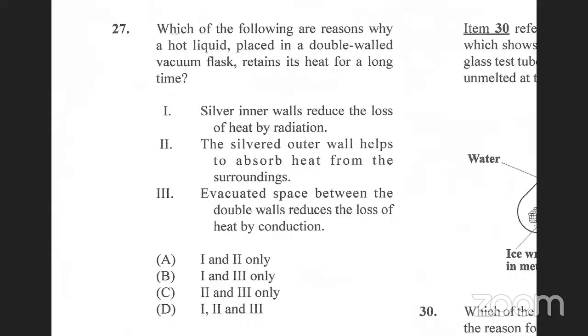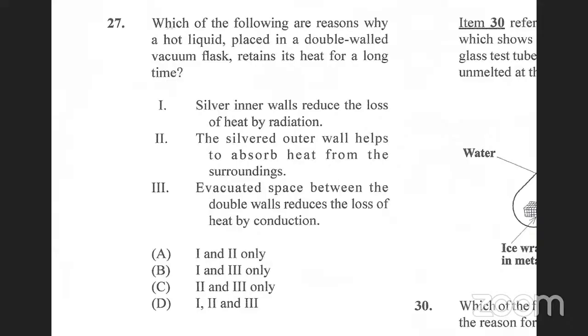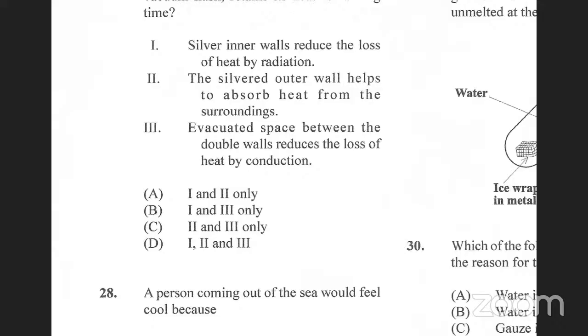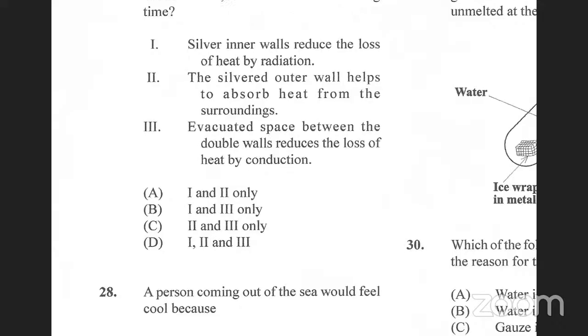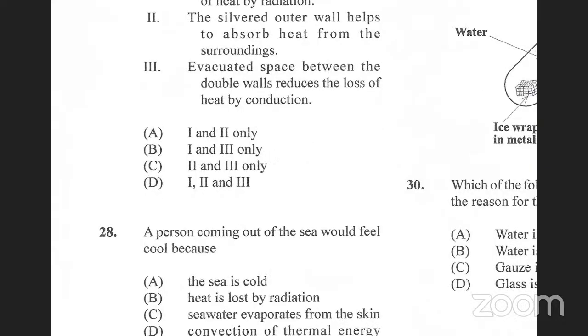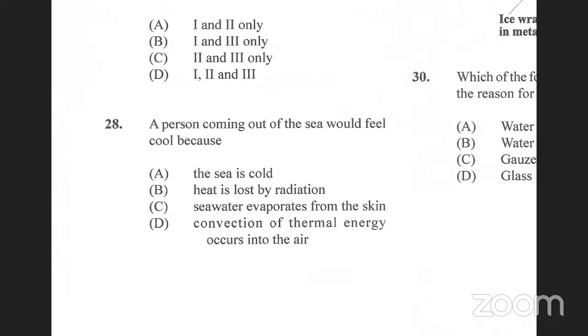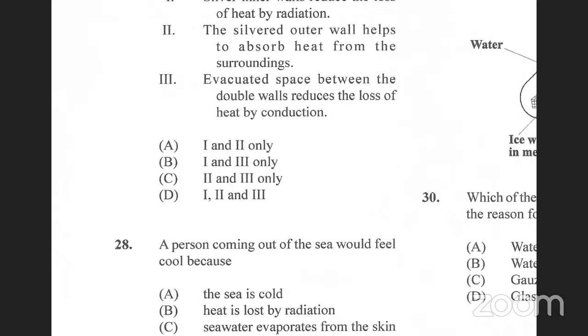Which of the following are reasons why a hot liquid placed in a double-walled vacuum flask retains its heat for long? The silvered inner walls reduce heat loss, correct. The silvered outer walls help to absorb heat. The evacuated space reduces heat loss. So parts 1 and 3, that's B. 1 and 3 sounding good.